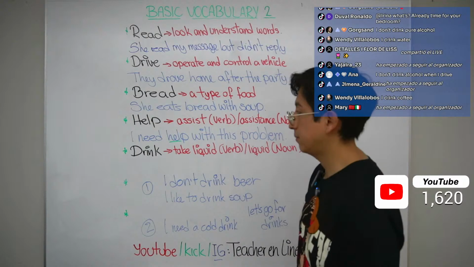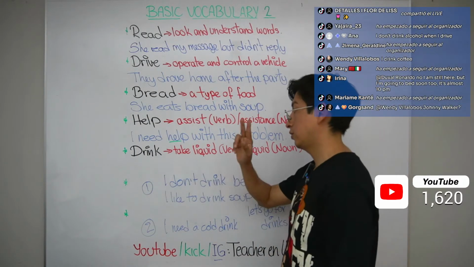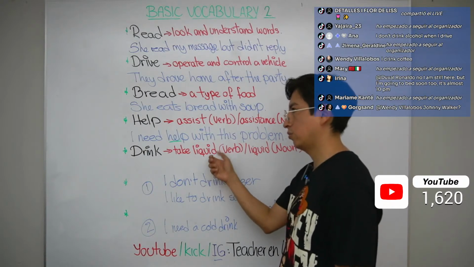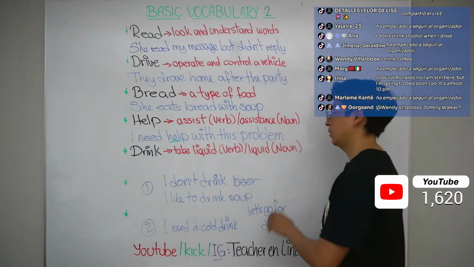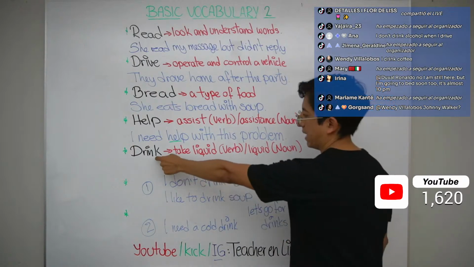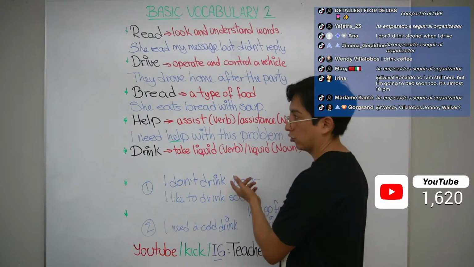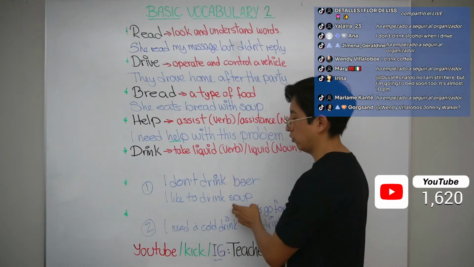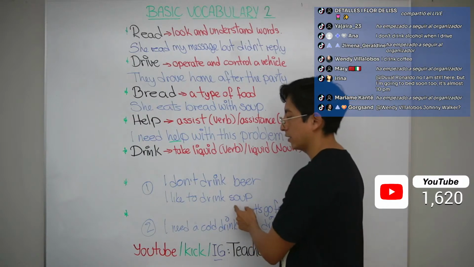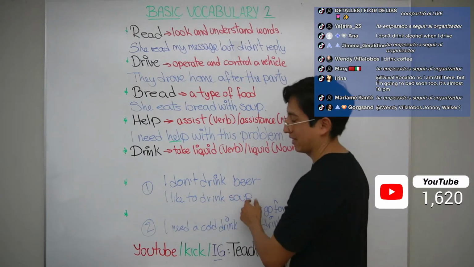Well, copy these guys. Chicos, drink significa tomar o beber. Recuerden que tiene dos significados. Un verbo, tomar un líquido. O es un sustantivo, es un líquido, ¿no? Es una bebida, ¿ok? Bebida. Por ejemplo, I don't drink beer, no tomo cerveza. I like to drink soup. En este caso, tengan cuidado, tenemos la palabra sopa. Yo tomo la sopa, me gusta tomar la sopa, no es, me gusta beber la sopa aquí, ¿no?